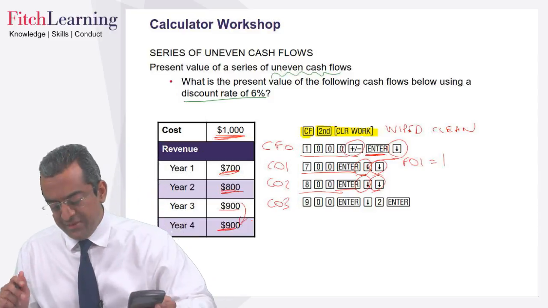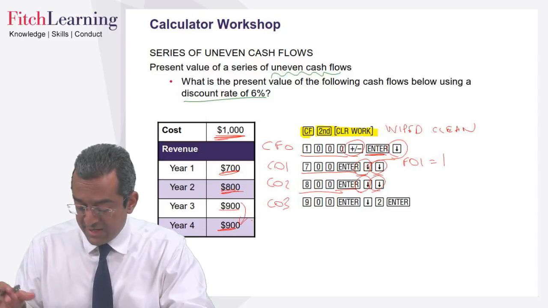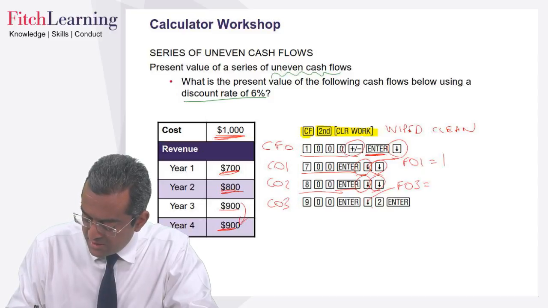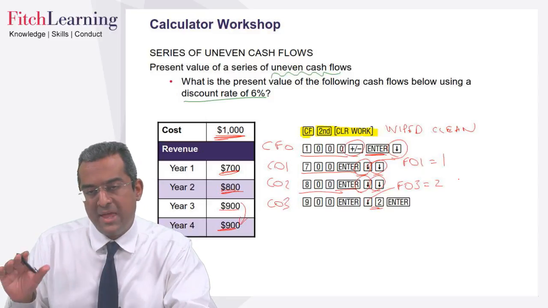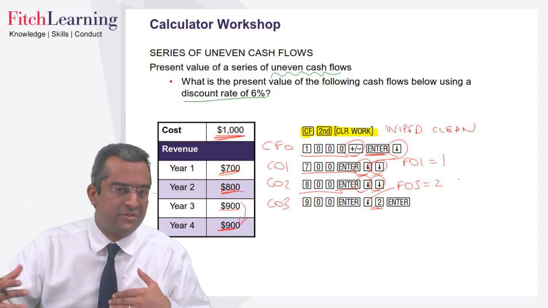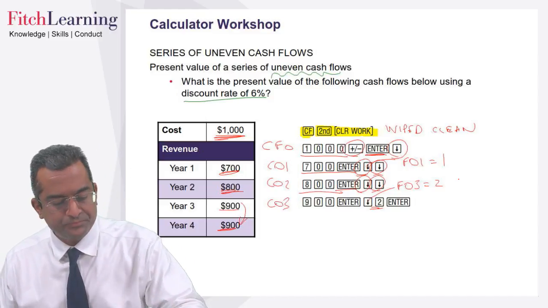So you've got two choices. Either you can say cash flow 3 is 900, enter, and then go to cash flow 4 and enter that at 900, or you can do this. Cash flow 3 is 900, down arrow, frequency of cash flow 3 is equal to 2. And we enter that, that then repeats that. Obviously, that's useful if you have lots of repeated cash flows. It would save you so much time being able to do that.